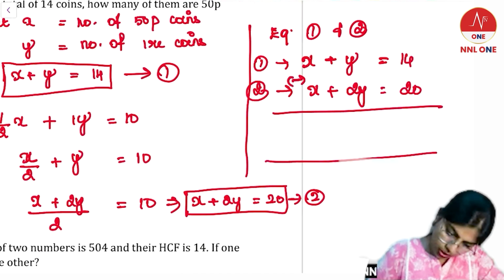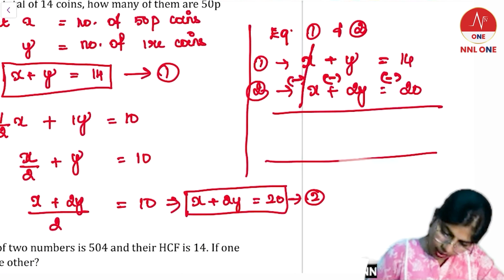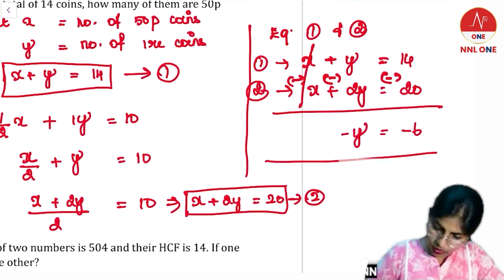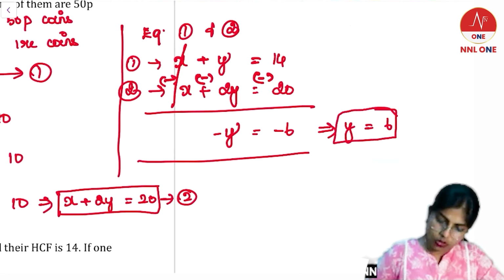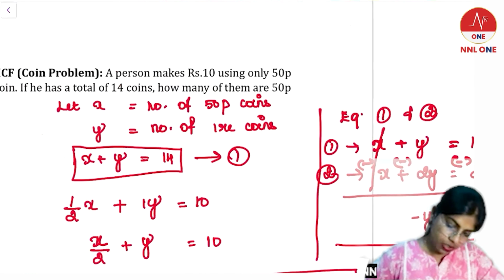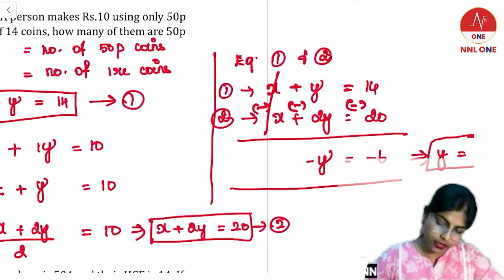So we are going to change the symbol here. So x and x get cancelled. We have minus y is equal to minus 6. So y is going to be 6, which implies y is 6. So y is 6. The number of 1 rupee coins is 6.